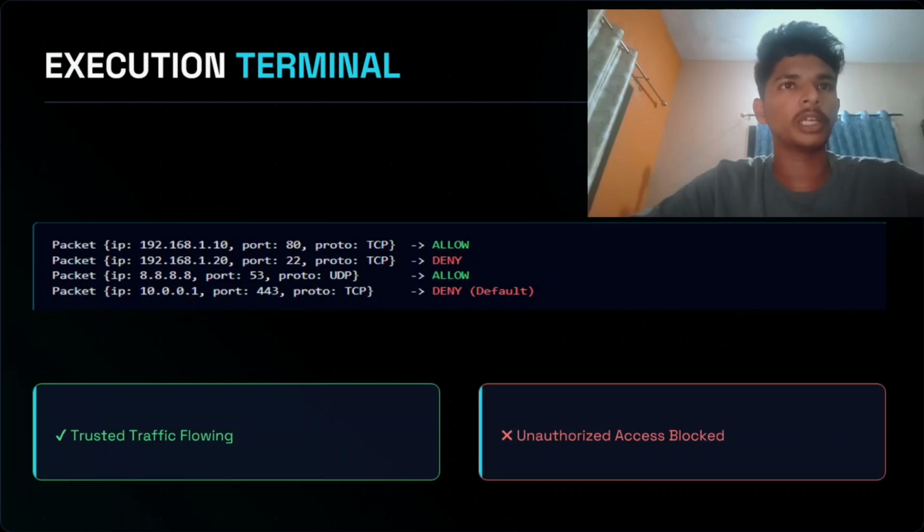Similarly, a packet from 192.168.1.20 on port 22 is denied as per our security restriction. DNS traffic on port 53 using UDP is allowed. Any unknown traffic, such as external traffic on port 443, is denied by default. This output clearly demonstrates how the rule engine processes packets in real time. This is exactly how real-world firewalls filter and control network traffic.